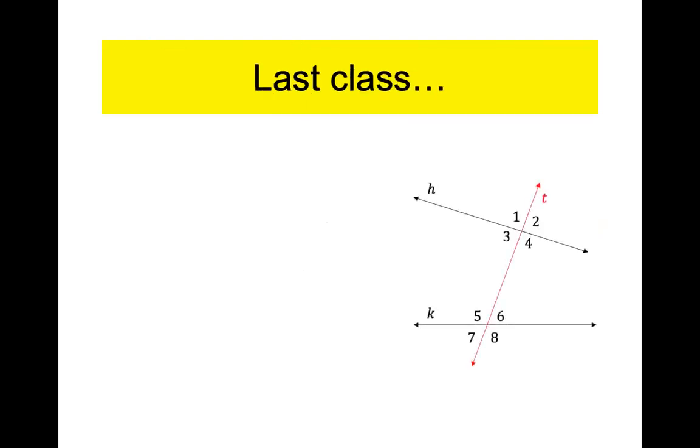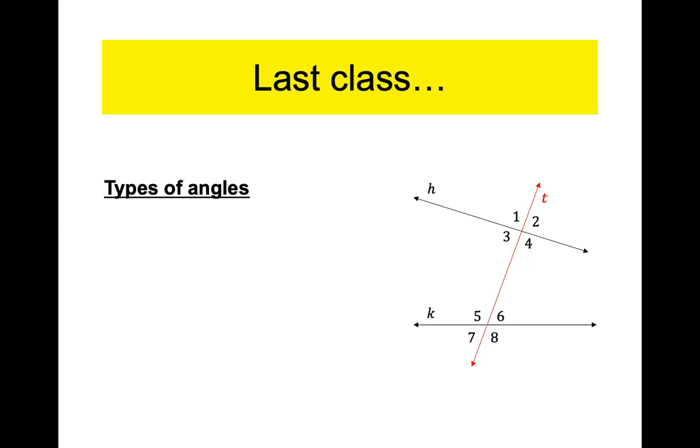Last class, we talked about this construction. This construction was 2 lines cut by a third. We say this third line is line T. We call it a transversal. And we got a whole bunch of angles. Chandler, give me one type of angle you get from this construction.